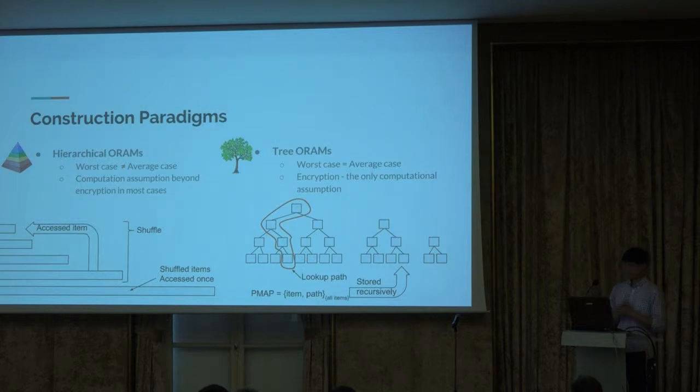The other paradigm, called tree ORAMs, only appeared very recently. What they do is create a binary tree, and they assign each item, or each block of the database, to a random path in the tree. A query then downloads the unique path from the root to the leaf to which a block is assigned. But for some specific reasons, something called a position map is required, and to handle this you recursively store it, which also incurs some overhead.